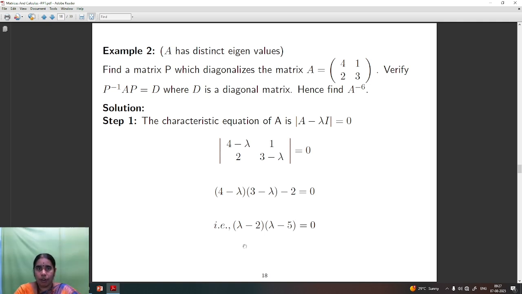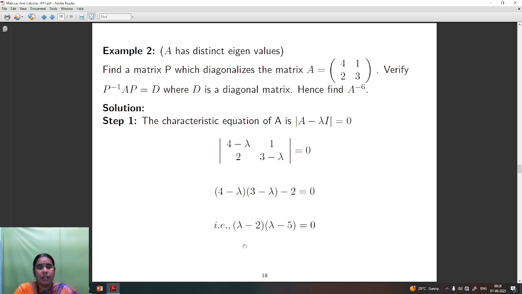For the first problem, we calculated for a 3 by 3 matrix. Next, I am taking a 2 by 2 matrix. Find the matrix P which diagonalizes the matrix A. And we have to verify whether our D, which is P inverse AP, is a diagonal matrix, and also find A power minus 6. They are asking to calculate P and verify that our D is diagonal. Two things. Third thing is we have to calculate A to the power minus 6.